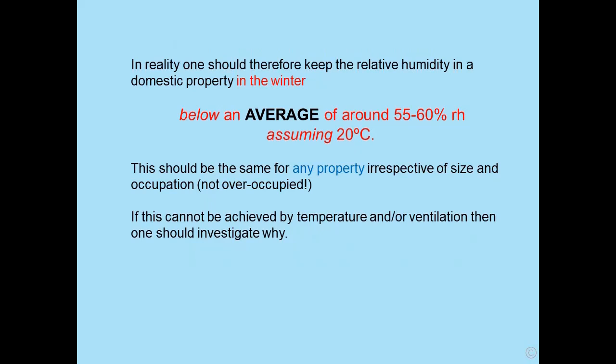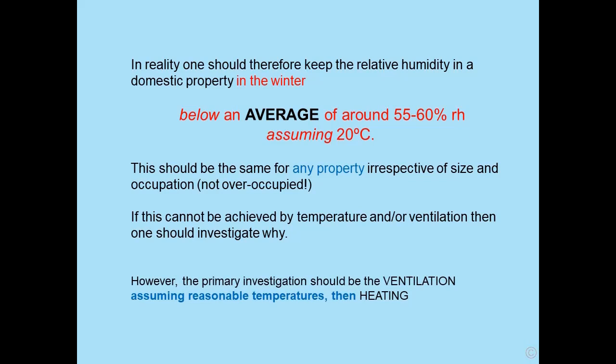If one looks at the data that's available, in reality, one would ideally keep the relative humidity in a domestic property in the winter below an average of around 55 to 60%, assuming 20 degrees centigrade. Remember, this is an average. You're going to get the data to go up and down. And this should be the same for any property, irrespective of size and occupation. If this cannot be achieved by temperature and or ventilation, then one should investigate why. However, the primary investigation should be the ventilation, assuming reasonable temperatures, and then have a look at the heating.